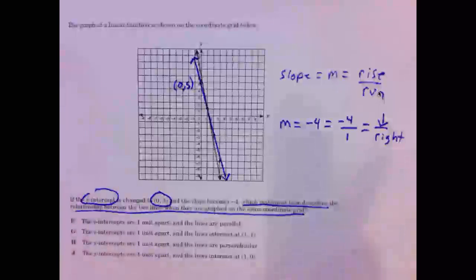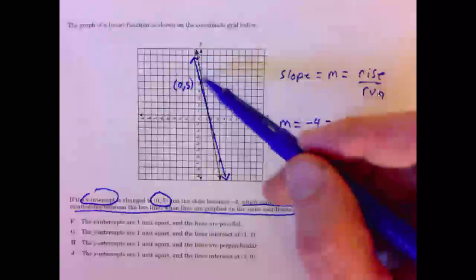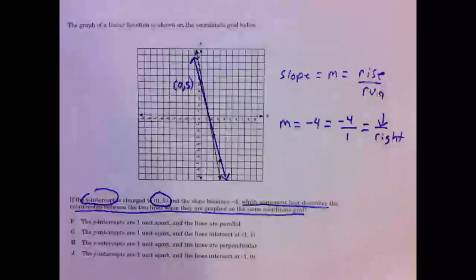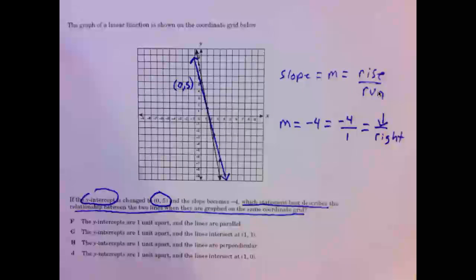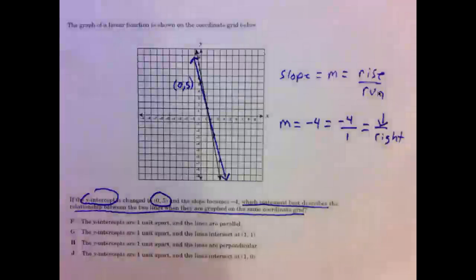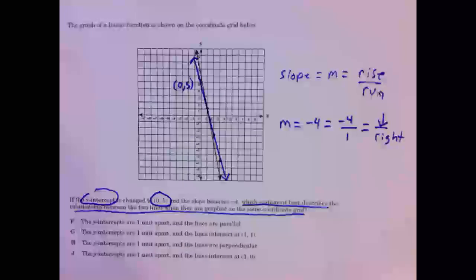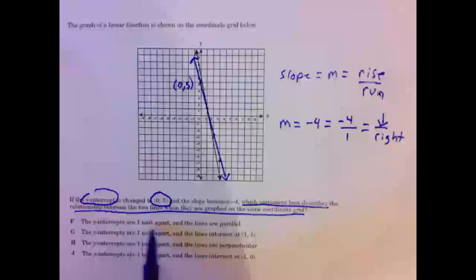You can see the original black line is slightly steeper. If you were on your bicycle or skateboard, you'd be going a little bit faster down that black line. The blue line is slightly less steep. The y-intercepts, the original line has a y-intercept of 6. The new one has a y-intercept of 5. Okay, so now we should be able to compare them.